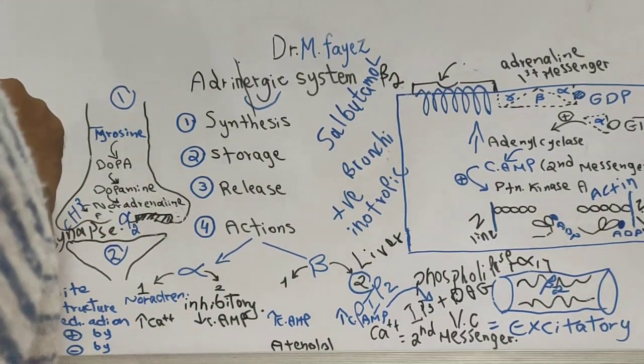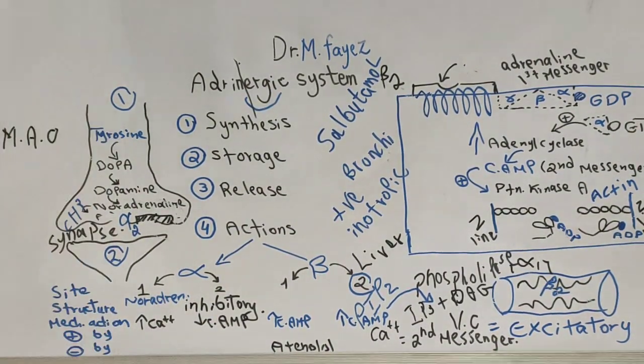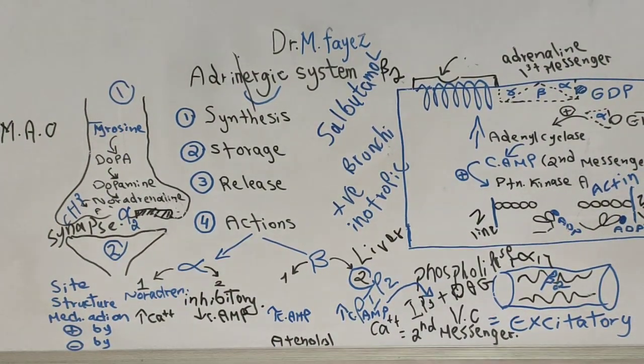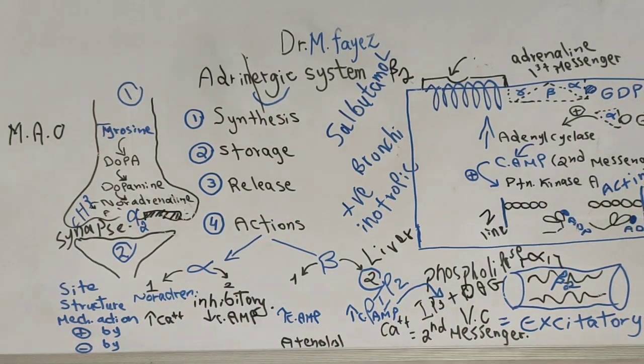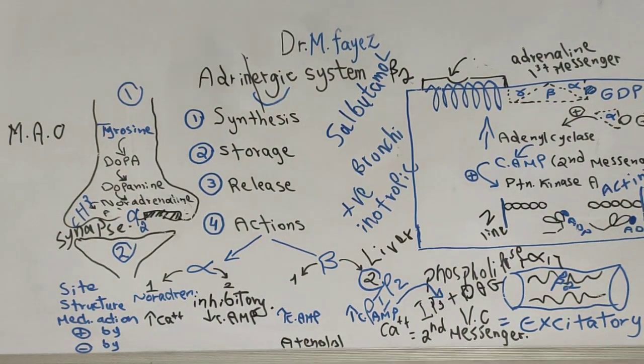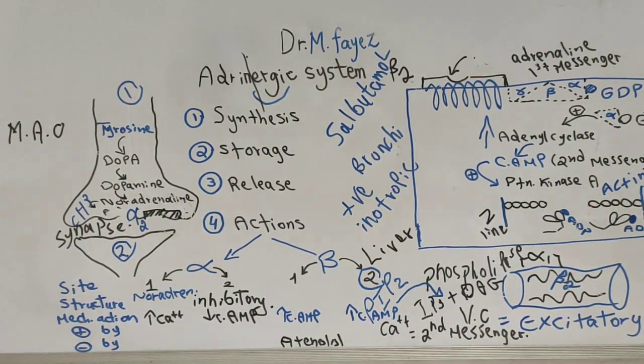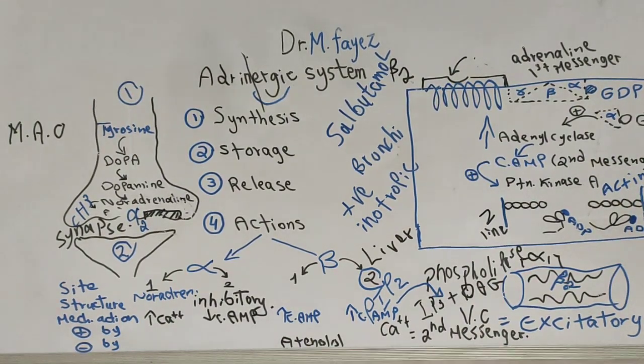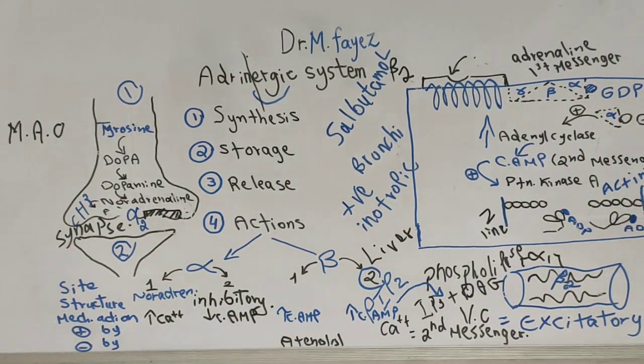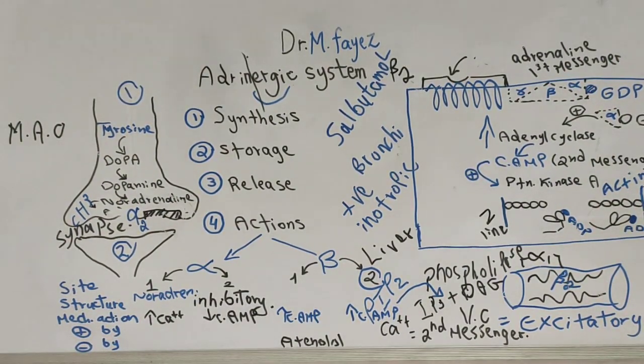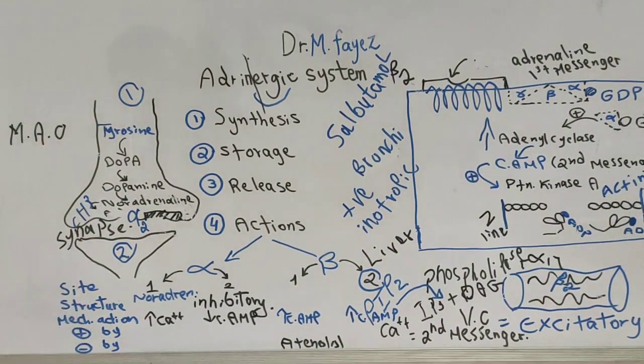One enzyme is called MAO. This is the abbreviation of monoamine oxidase, or you can abbreviate it by MAO, like the Chinese great leader, Mao. So if you oxidize it by MAO, it will form a compound which is not active, called dihydroxymandelic acid.